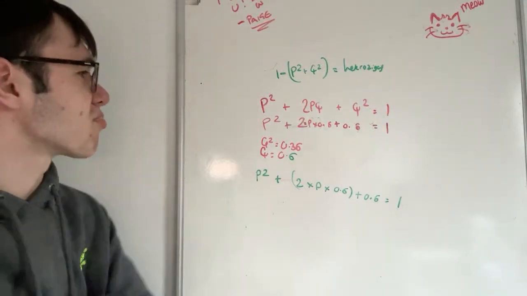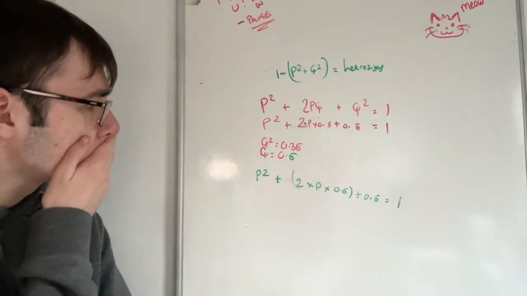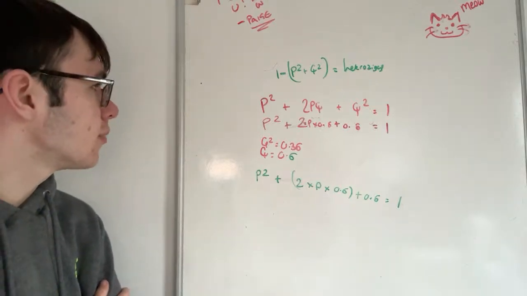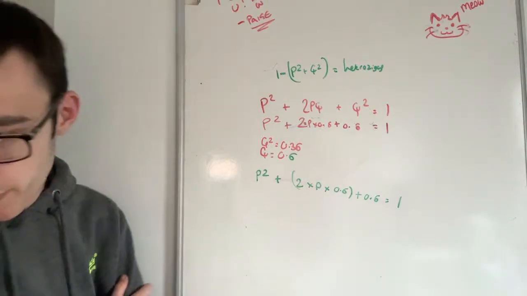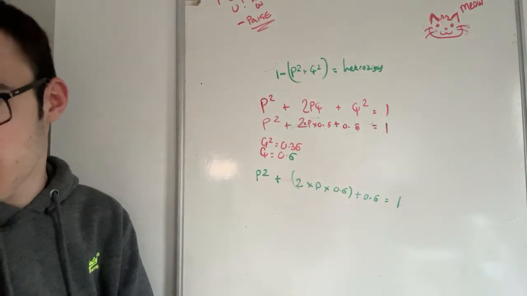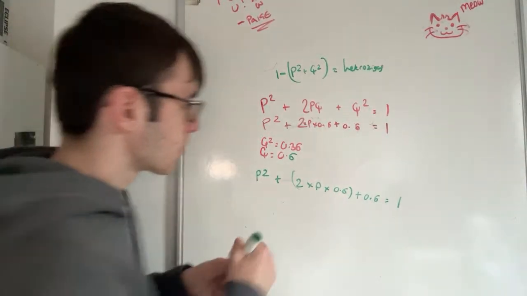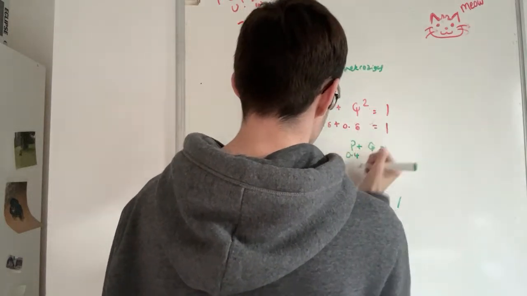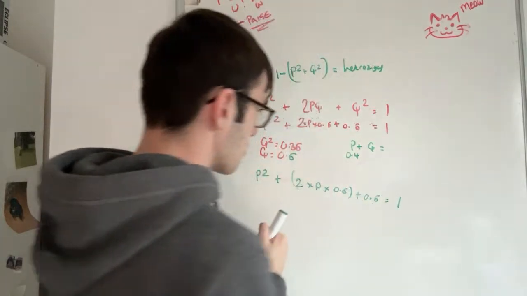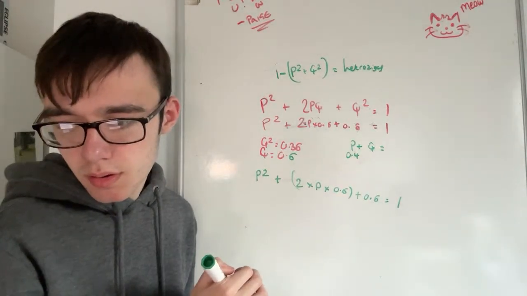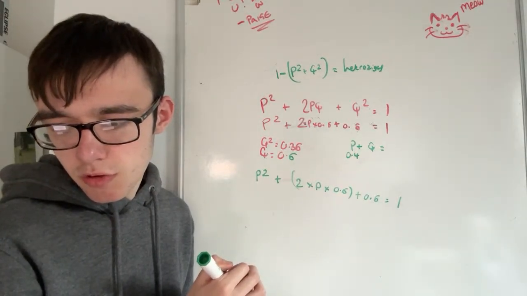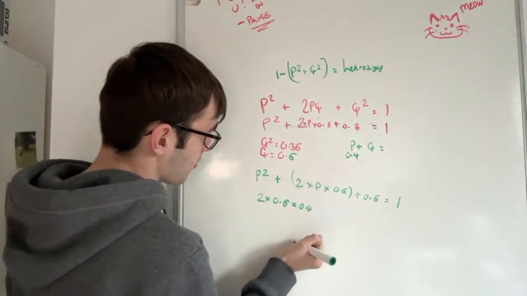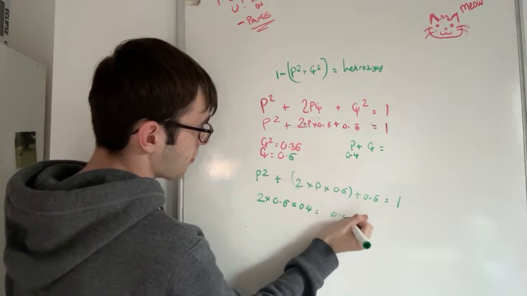Have we not been taught the Hardy-Weinberg equation properly? Because what does it mean p plus q equals 1? Because if that's the case, then p must be 0.4. But then what do you do from there? 2 times 0.6 times 0.4. And that gives you 0.48.